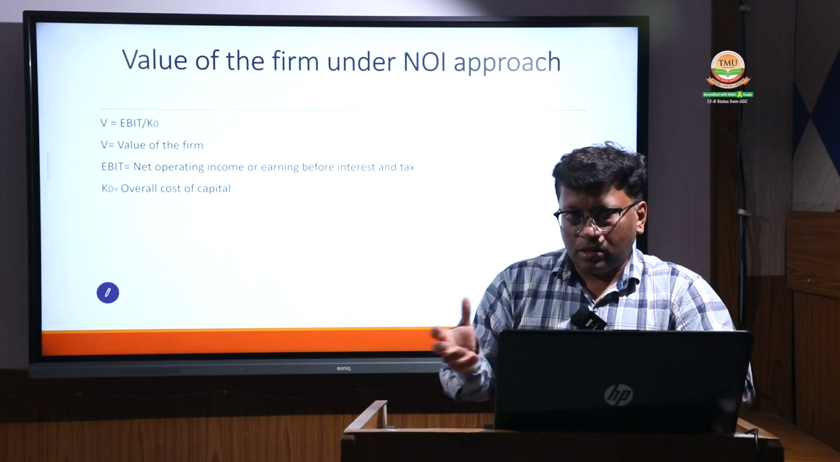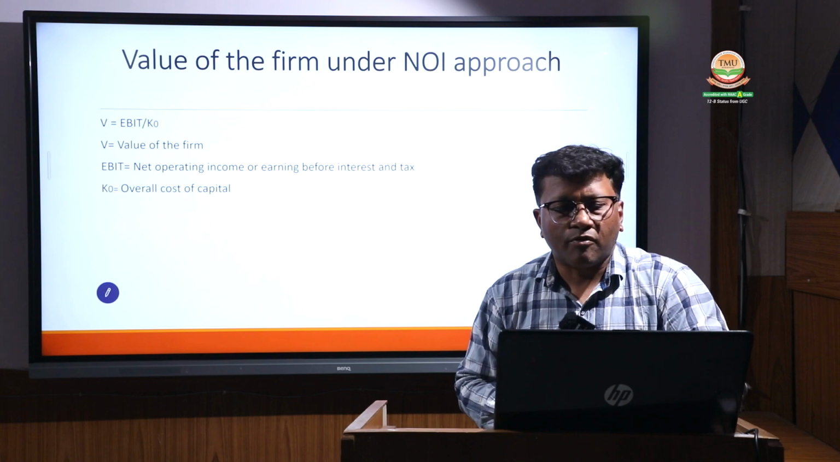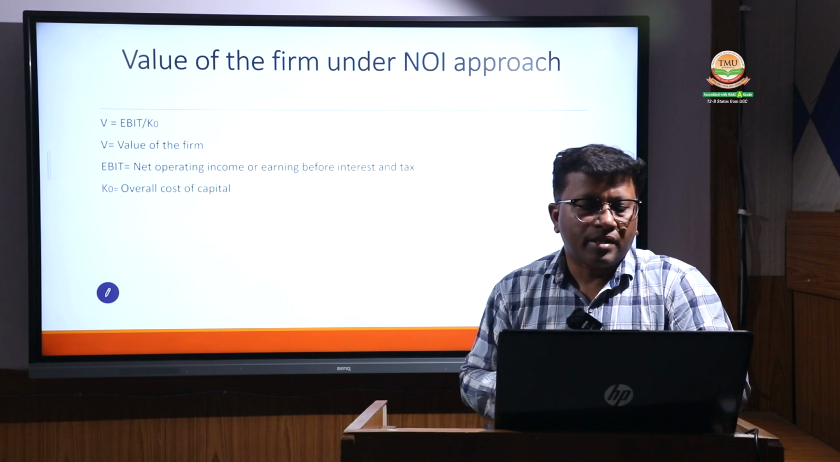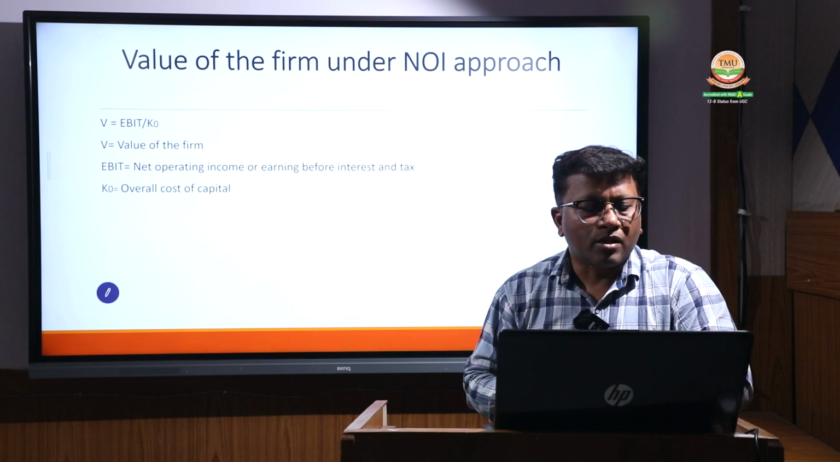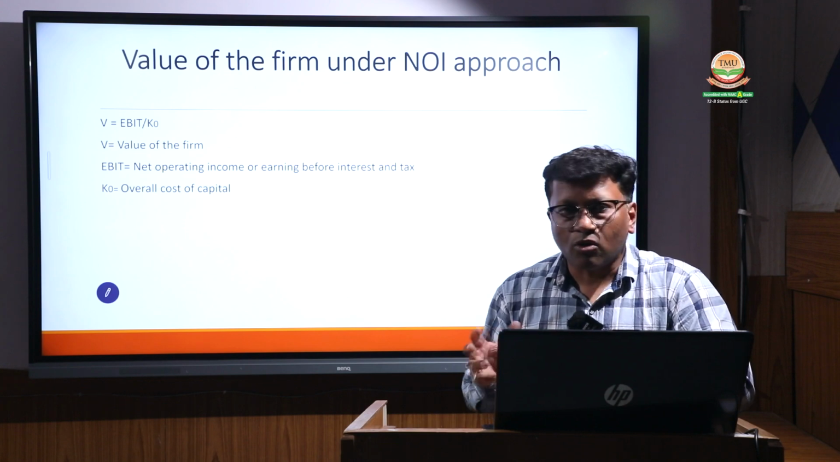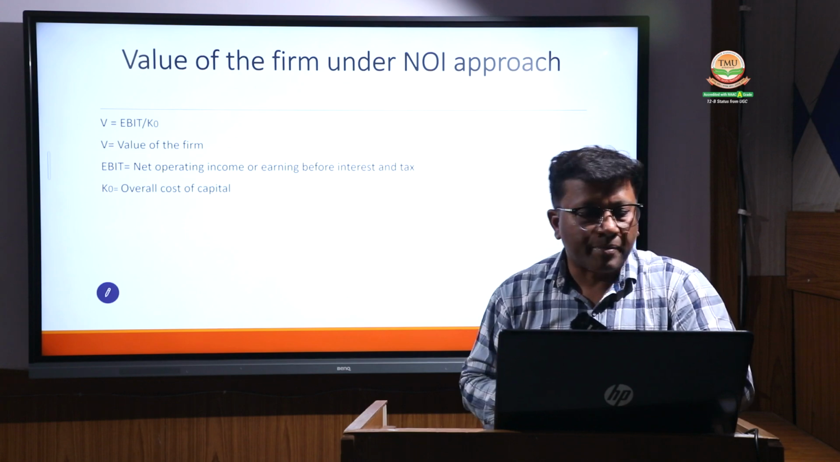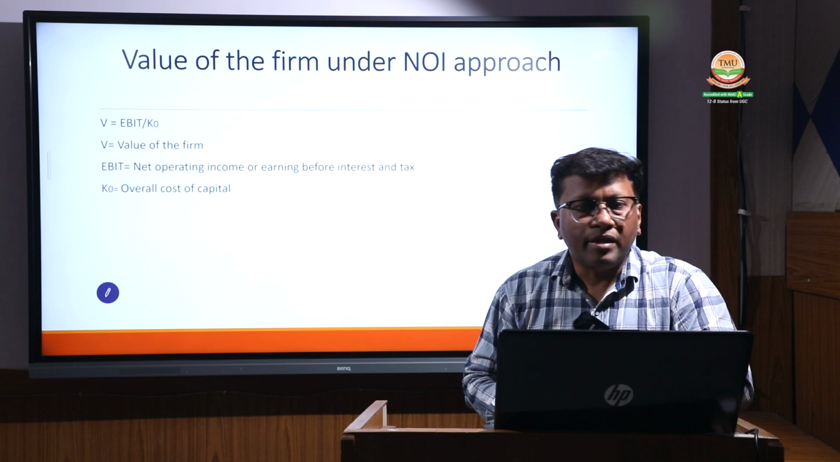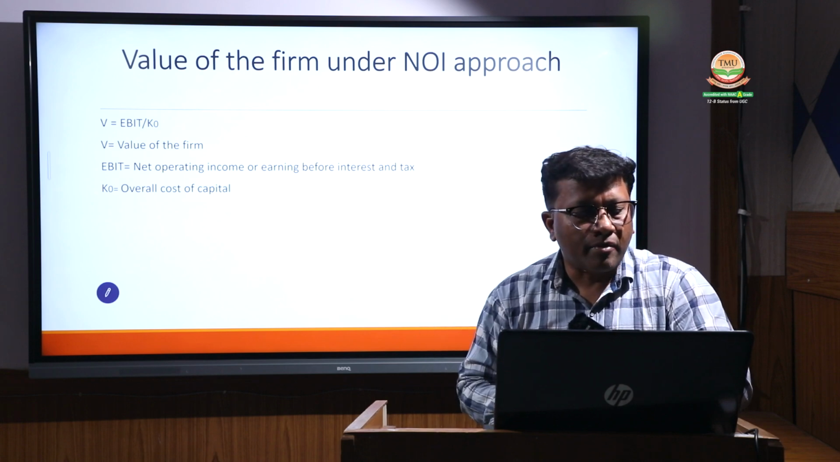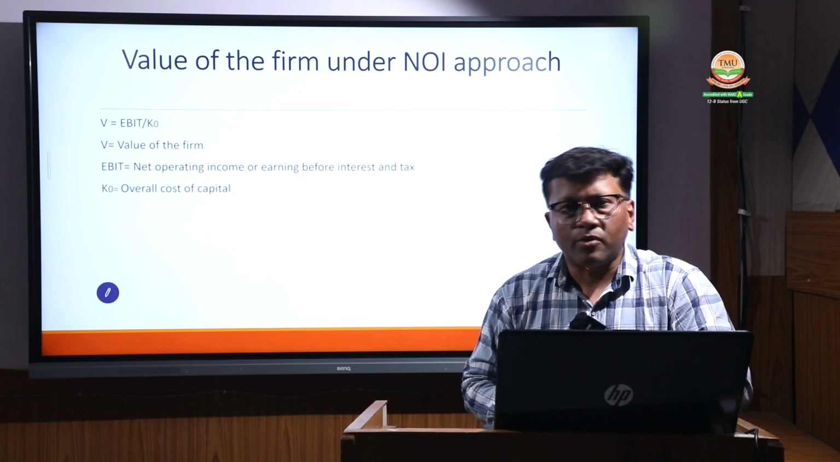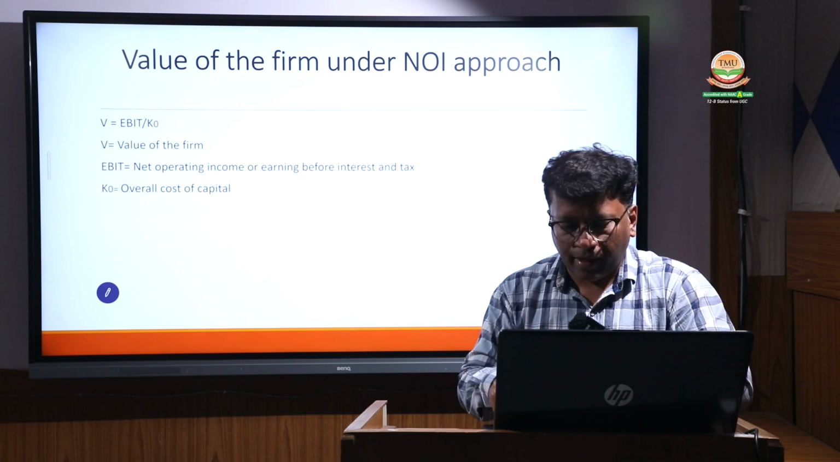Value of the firm under the NOI approach, right? In order to calculate the value of the firm under this particular approach, there is a formula: value of the firm equals EBIT divided by the overall cost of capital, right? V stands for the value of the firm, and EBIT is the net operating income, or you can say the earnings before interest and tax.